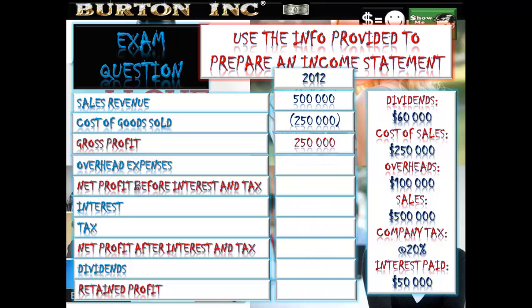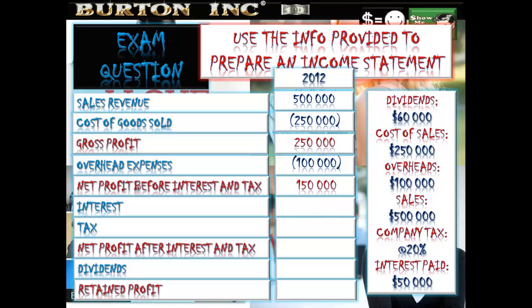Overhead expenses, we've identified them as overheads right here. I plug the number in, 100,000 comes in here. Again in brackets because it's negative, it's money that's going out of the business, cash that's flowing out. We can calculate net profit before our interest and tax comes into play. 250 minus 100. Net profit before interest and tax, $150,000.